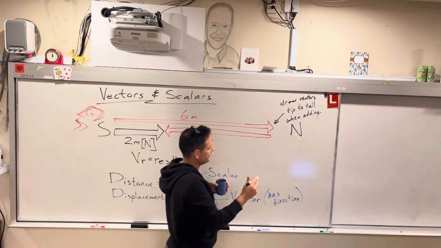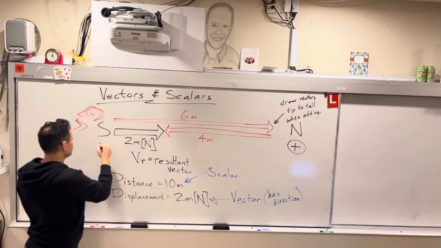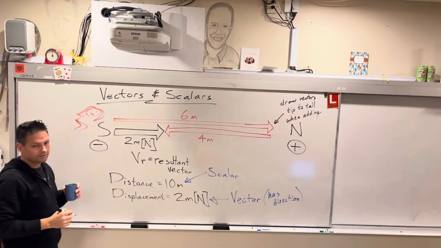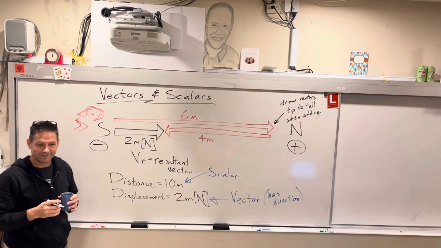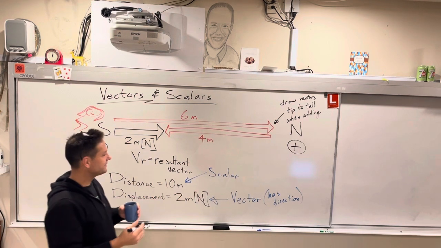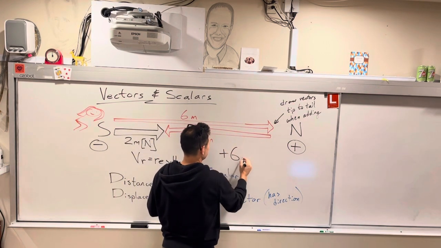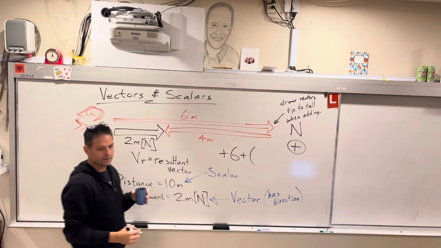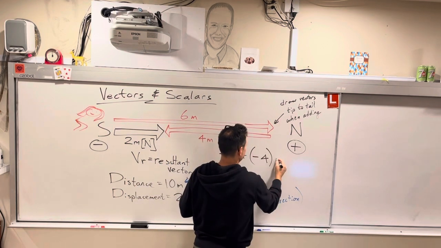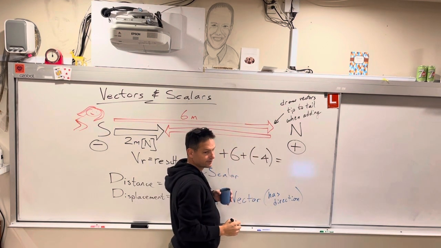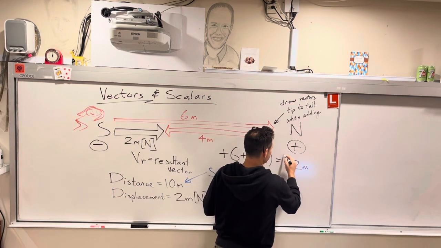The easier way to add this up is to say, well, why don't we say that north is positive and south is negative? Sorry to the Australians, but north is positive, south is negative. If we did that, this is plus 6, and then we're adding what to it? Minus 4. Good. Negative 4. And that equals what? Plus 2, right? Which is 2 meters north.